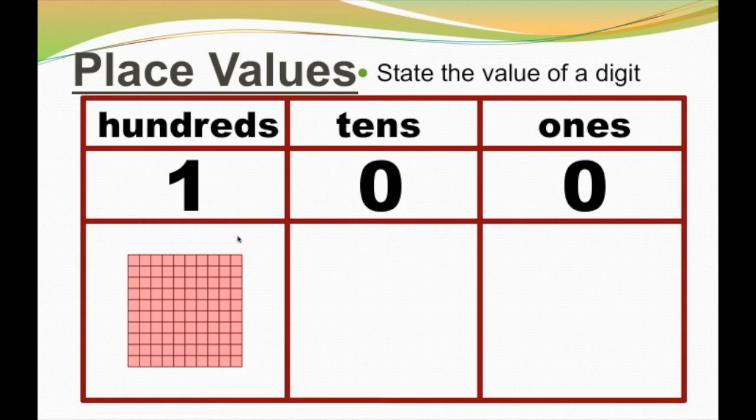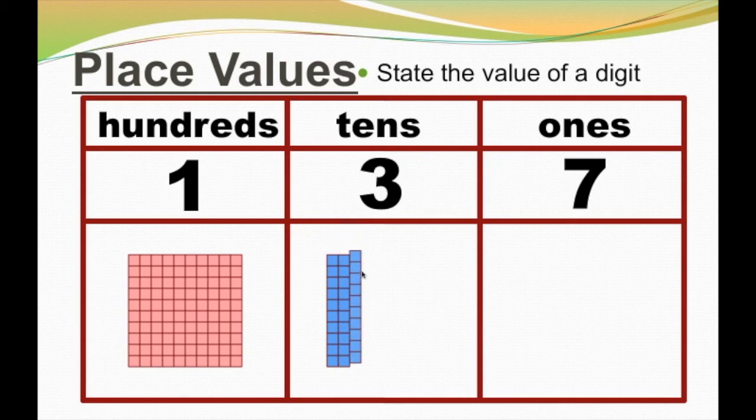Now what if I had the number 137? Well, let's start with our hundreds. In the number 137, I have one group of 100, which I have, so I'm good there. I need 3 groups of 10, so I'll place 3 groups of 10. 1, 2, 3. And in my ones place, I have 7 ones. 1, 2, 3, 4, 5, 6, 7. There are my 7 ones. And this all together makes the number 137.